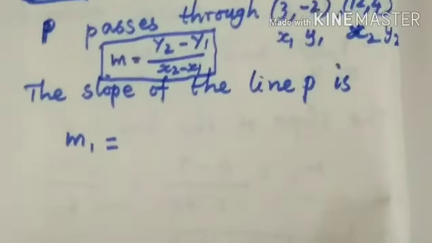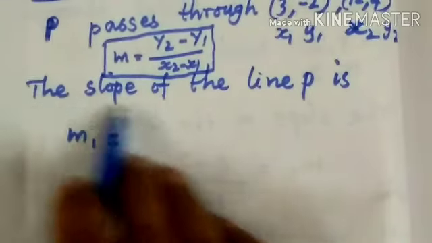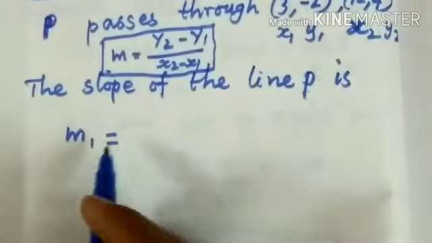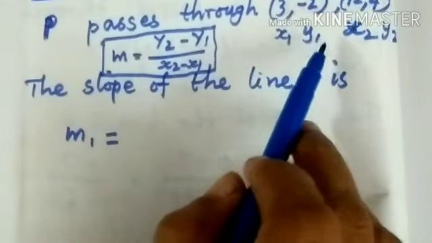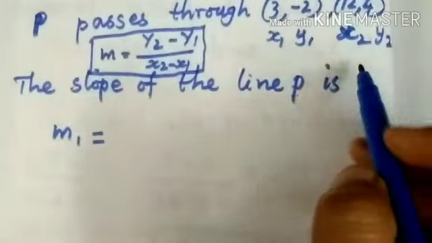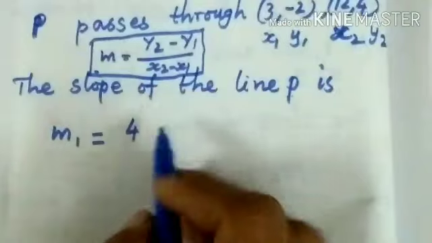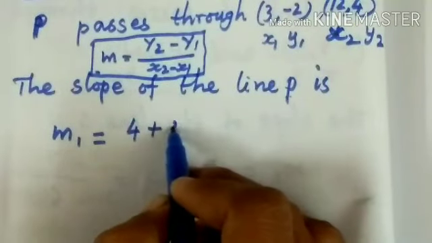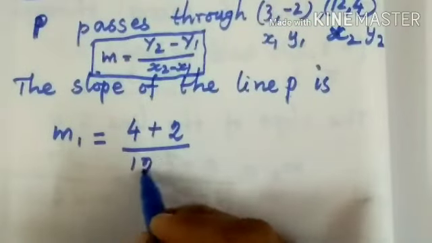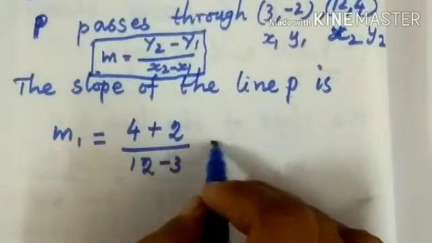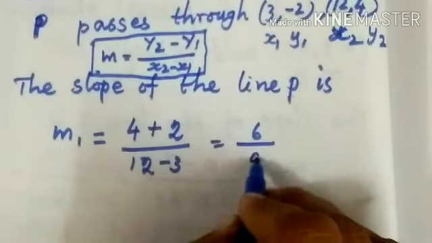Okay, now you have to find the slope of the line P. That is, the slope of the line P is m1. Now you have to apply the given points in the formula. We get y2 minus y1, 4 minus of minus 2, that is plus 2, by x2 minus x1, 12 minus 3. That is 6 by 12 minus 3, 9.